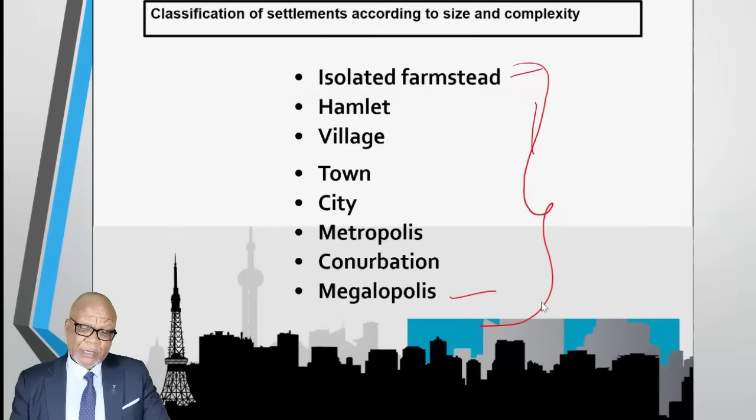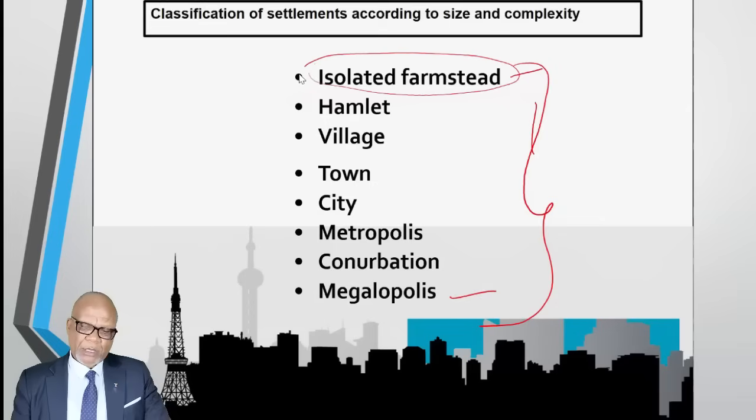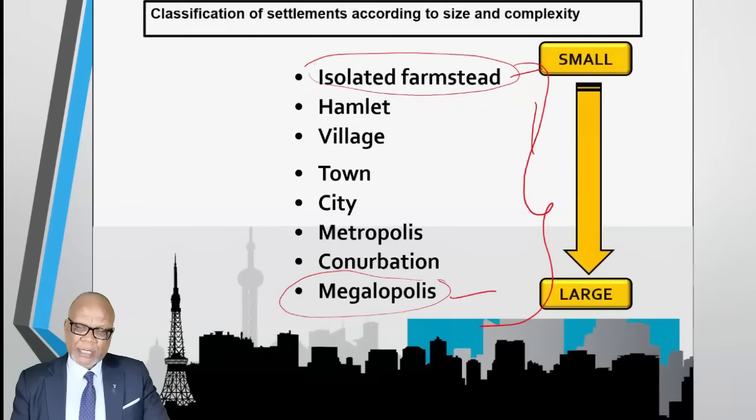So it is a farmstead, so it has fewer things. It is very simple. But when you go to megalopolis, it is complex. It has got more functions, high order services and low order services. So this is classification of settlement according to size and complexity.